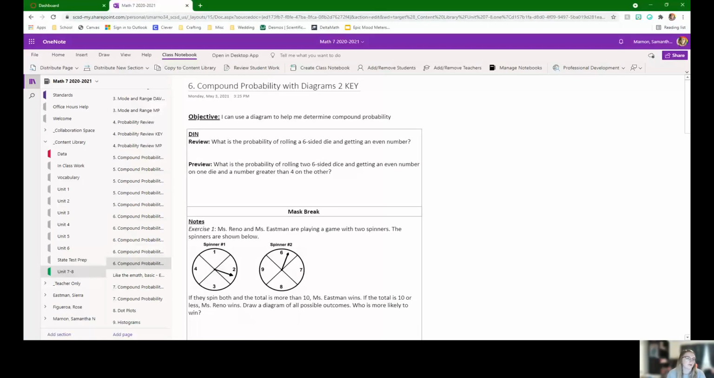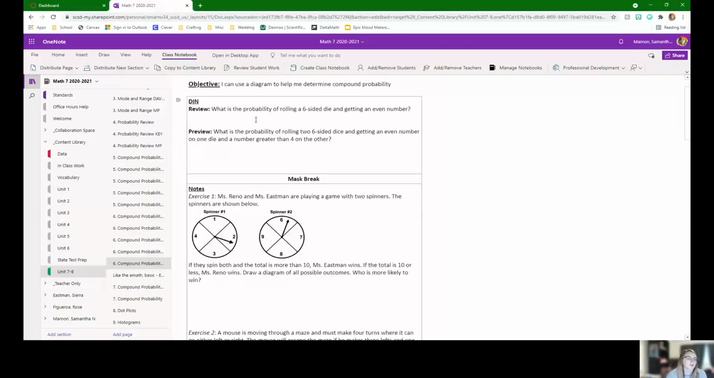So today we're doing more work with compound probability and diagrams. Our objective's the same as the previous lesson: I can use a diagram to help me determine compound probability. Today we're going to get into more specific situations.